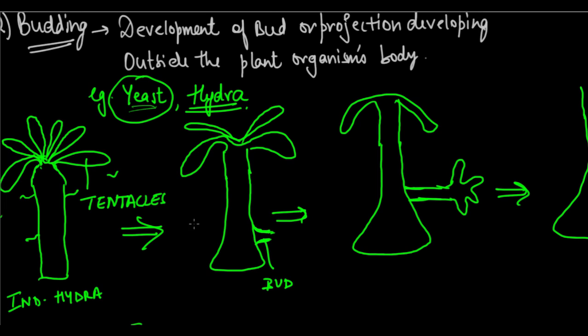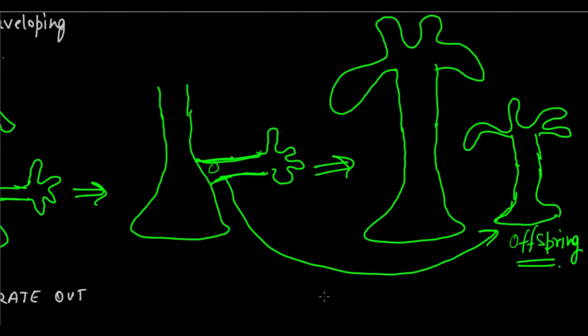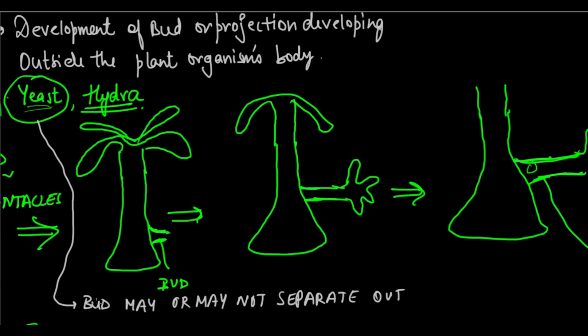in the yeast, the bud may or may not separate out. You could see in the hydra that at the end we had an independent organism forming. But in yeast, that's not the case. In the yeast, the bud may come out or it may not come out. That's okay. It may just keep growing. That bud organism which has already developed may grow further. This growth will lead to a spreading of the organisms.